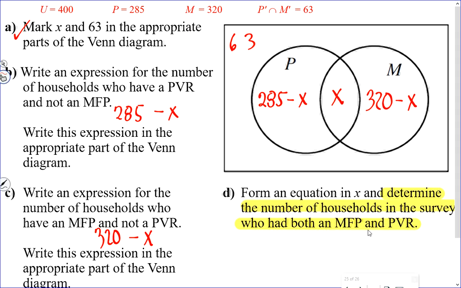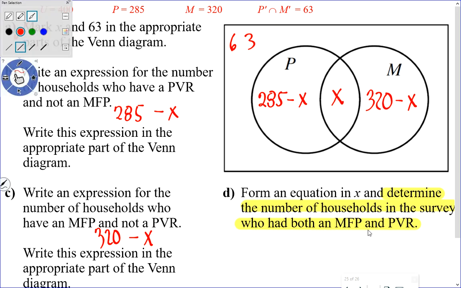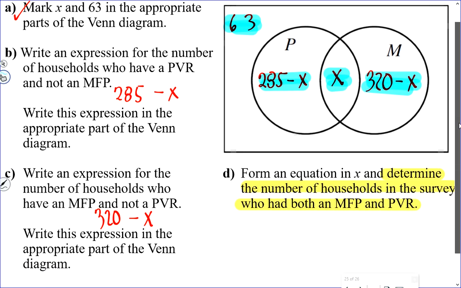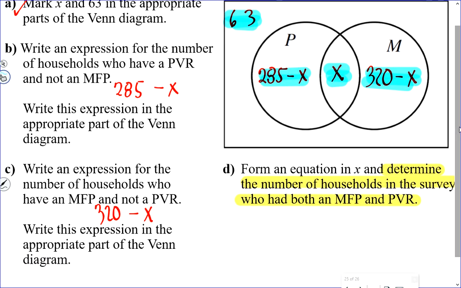Now, how does this help us find X? After you do a couple of these, you'll like them. They're pretty simple. All of these things added together, everything here added together, this, and this, have to give you 400. Because there's 400 items in the universal set. There are 400 people in 400 households that were surveyed.